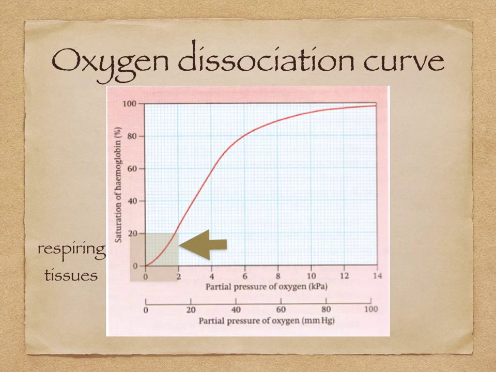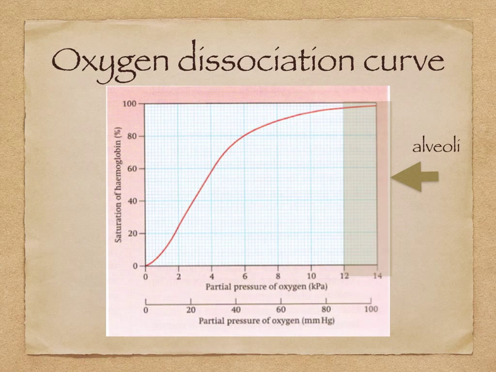So where do you think you'll find a low partial pressure of oxygen in the body? In the respiring tissues. Here you can see a high partial pressure of oxygen, which you'll find in the alveoli in the lungs. So this is where the hemoglobin picks up the oxygen.